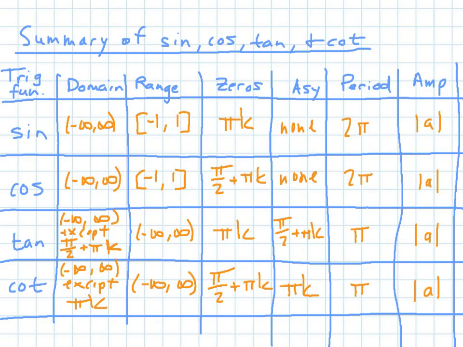Once we come back to trig graphs, we're going to talk about secant and cosecant, and then we'll add to the summary that we've already started here, and we'll talk about what those ones are.